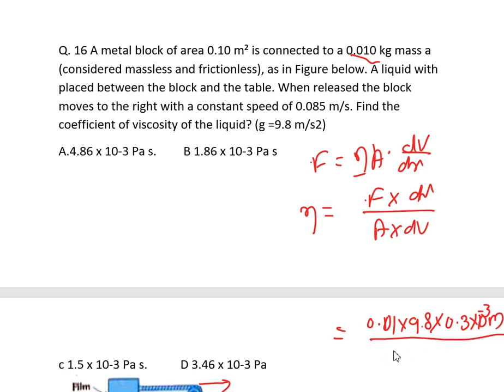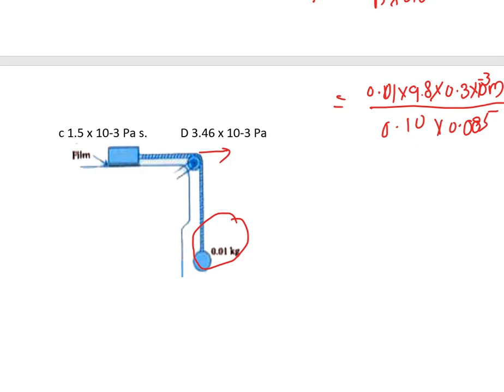Divided by the area, which is already given as 0.10, and the speed is given as 0.085. So if I calculate this, eta equals 3.45 into 10 to the power minus 3 Pascal second. So 3.45 into 10 to the power minus 3, which is nearly equal to 3.46 into 10 to the power minus 3 Pascal second.